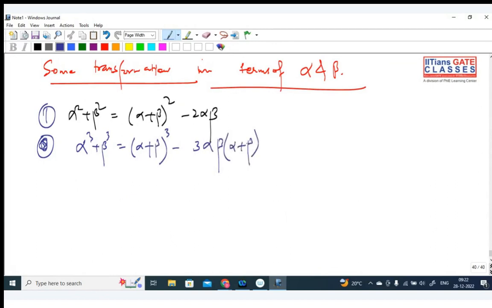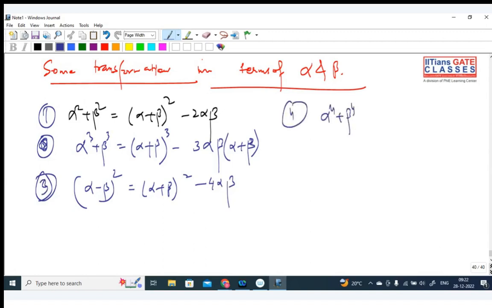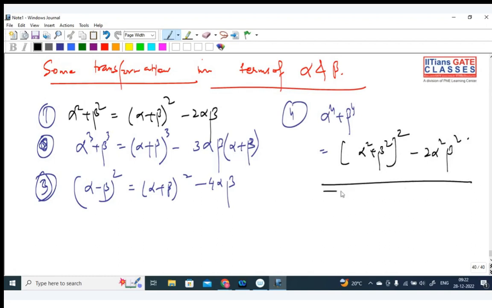Suppose they are asking alpha minus beta whole square, you know this also: alpha plus beta whole square minus 4 alpha beta. This is the third, and the fourth one is alpha to the power 4 plus beta to the power 4. You can write this as alpha square plus beta square whole square minus 2 alpha square beta square. You can also identify the pattern: if there is alpha and beta, we put alpha beta; if there is alpha square and beta square, we put alpha square beta square. Understood?